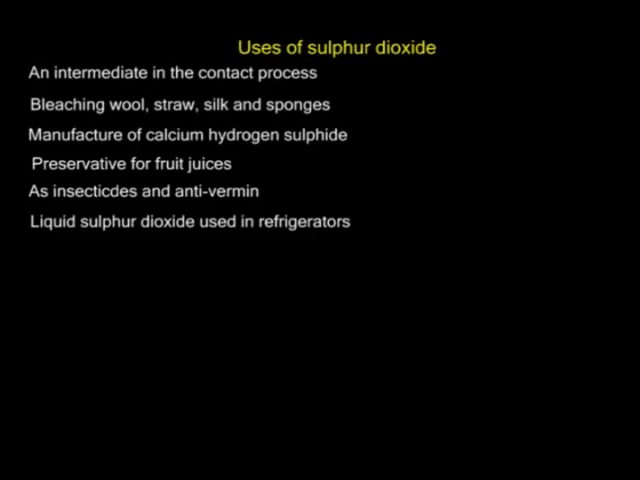It is used in small concentrations as a preservative for fruit juices. Here, it acts by reacting with any oxygen present and thus preventing the growth of bacteria and fungi that may promote fermentation of the juices. Dry sulfur 4 oxide is used as an insecticide for mosquitoes, flies and fleas, and as an anti-vermin for rats. Liquid sulfur 4 oxide is used in refrigerators.